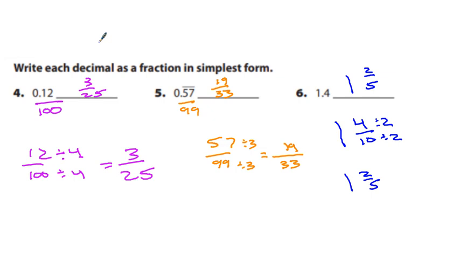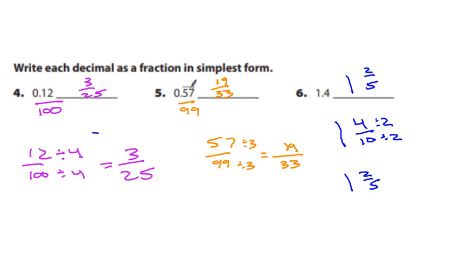And bam, there's your answers. So the first one, number 4, you should have 3/25. 2 numbers after the decimal means I have 2 zeros in my denominator. That's why it's 12/100, which then would simplify to 3 over 25. Maybe you divide it by 2 twice. That's fine, but eventually you would have gotten to 3 over 25.